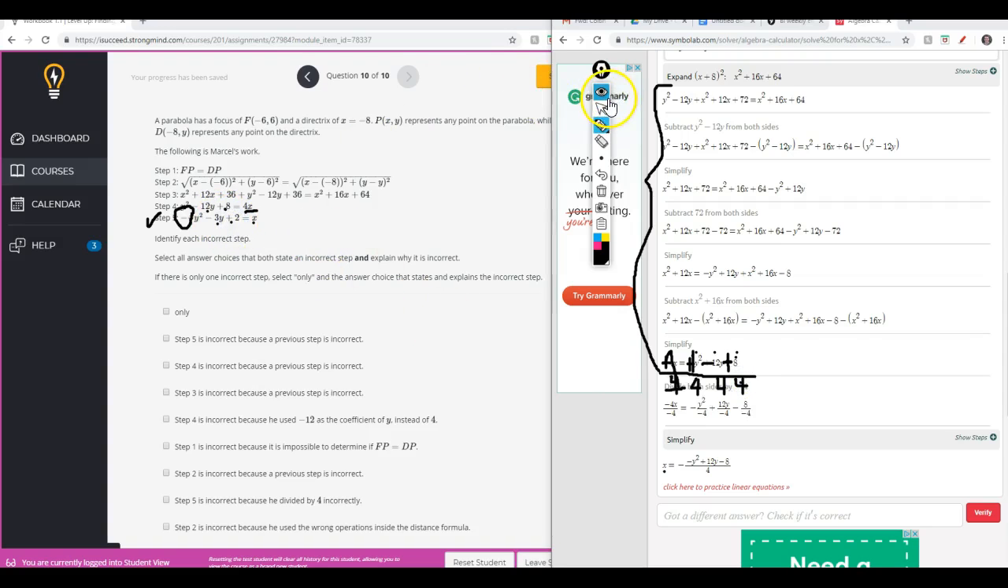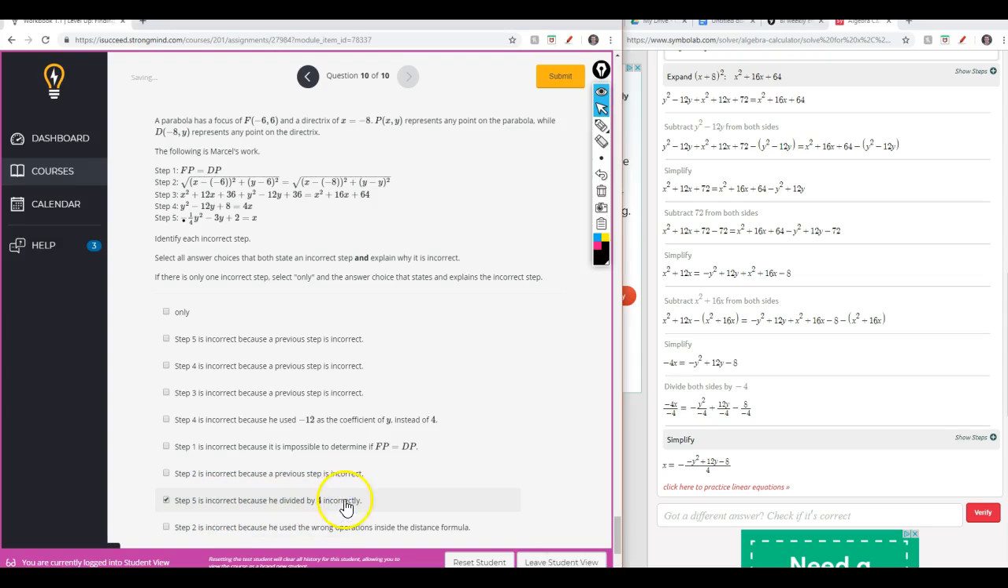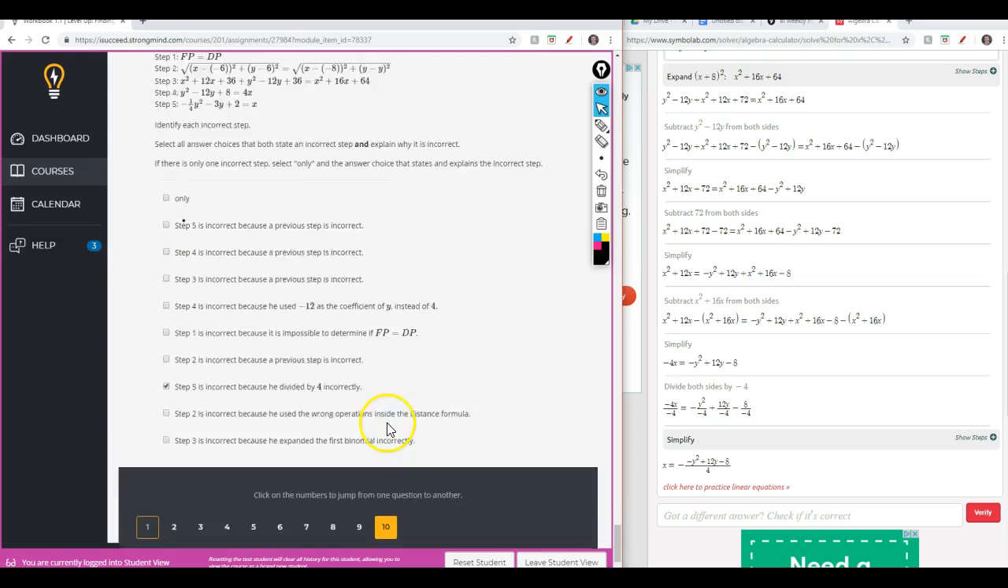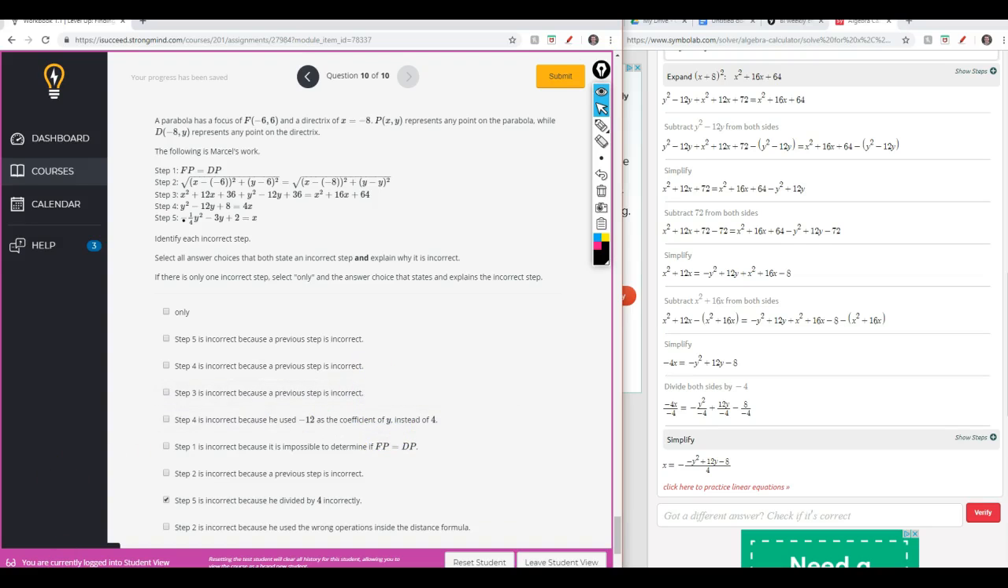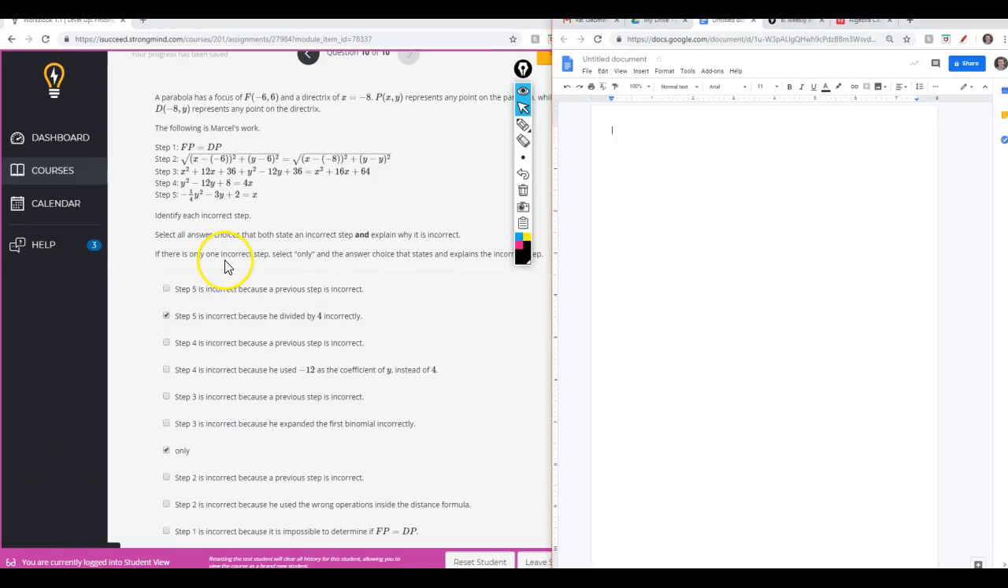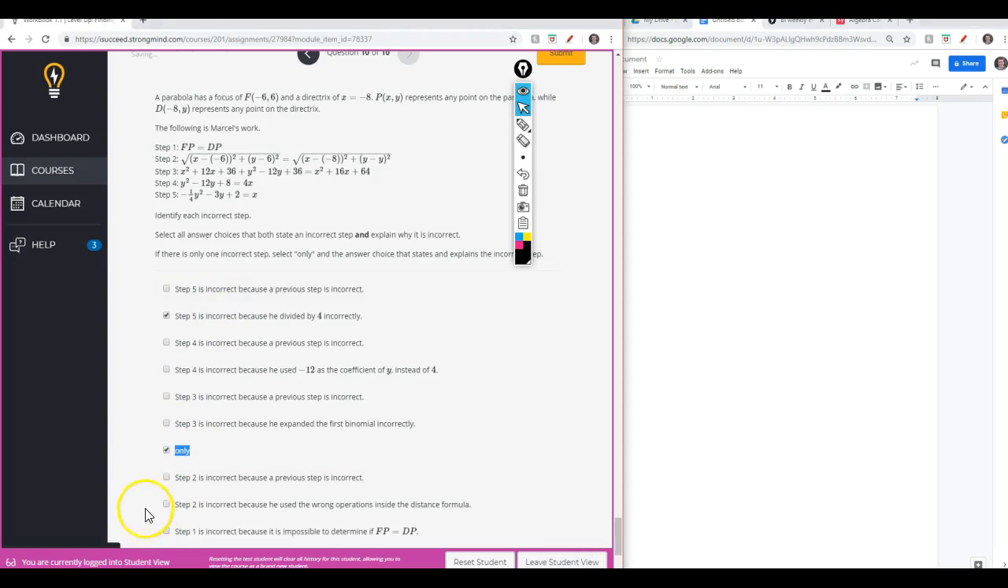So the only thing that they had incorrect was this negative symbol right here. So step 5 is incorrect because he divided by 4 incorrectly. Right, because a positive 1 divided by a positive 4 is a positive 1/4. And so that's how I would go through this question and answer it. And since there is only one incorrect step, remember to select the only button as well.